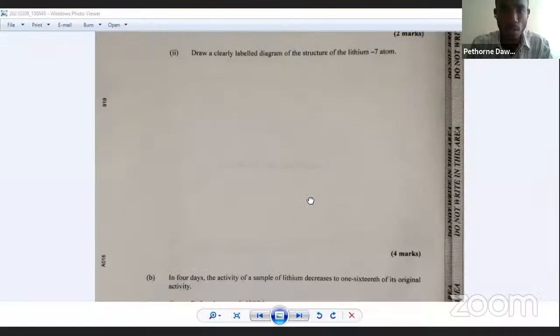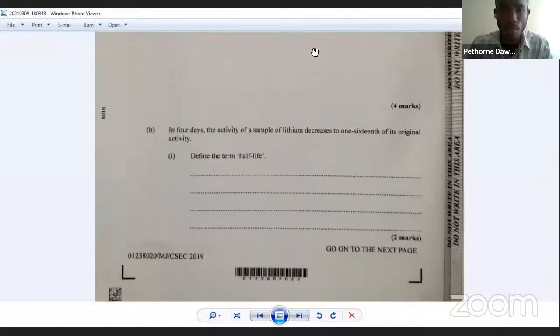All right, moving on, back to the question. Clearly labeled diagram, that's our clearly labeled diagram. In 4 days, the activity of a sample of lithium decreases to 1/16th of its original activity. Define the term half-life. Does anyone know a definition for half-life?